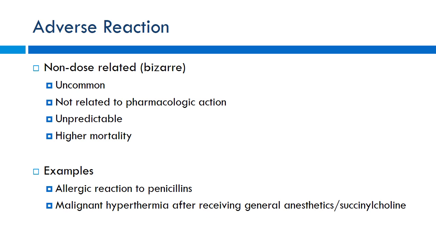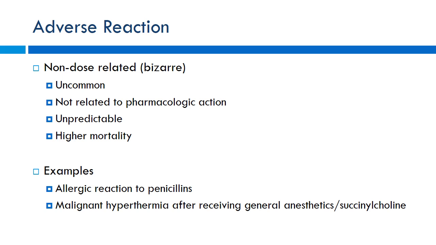You can have these non-dose related effects, which are kind of bizarre reactions that can occur, fairly uncommon, and a lot of times not going to be related back to the pharmacologic action, which means they're very unpredictable. They typically have higher mortality because they are in general going to be more serious, and we can't really predict who's going to have that reaction. So, for instance, if I were to give penicillin to every single one of you, I have no idea of knowing who's going to have an allergic reaction, right? There's nothing that will necessarily predict who has a reaction versus who doesn't, okay?